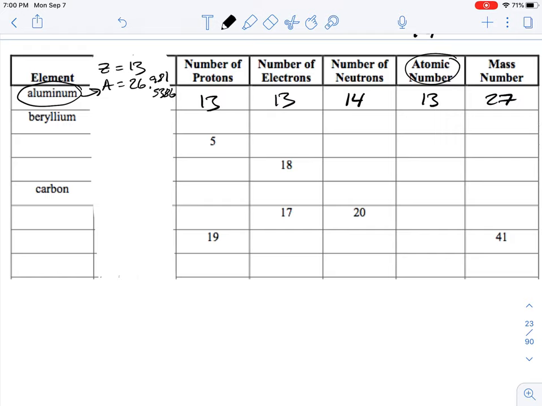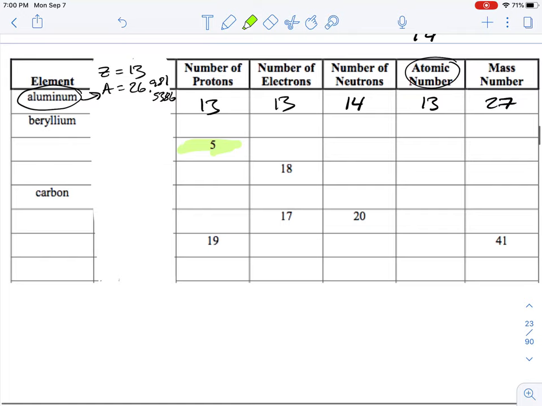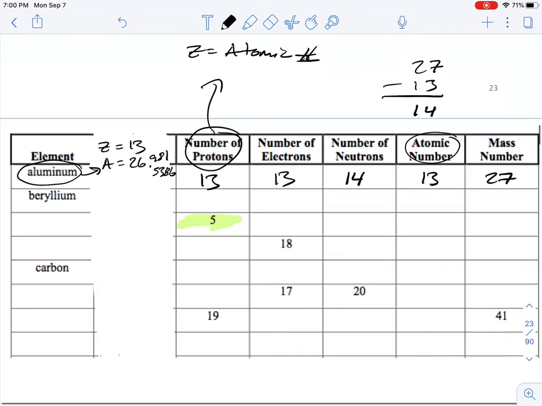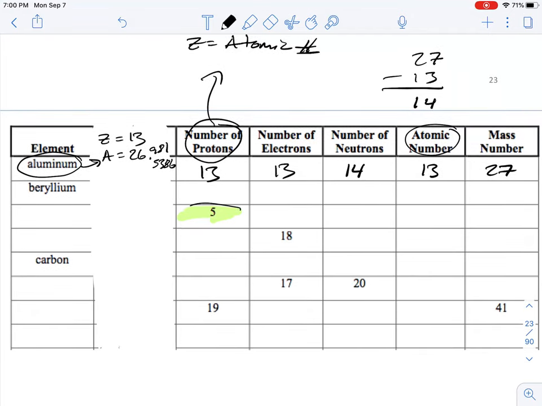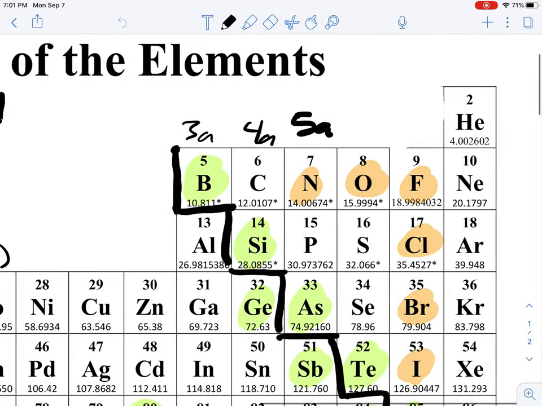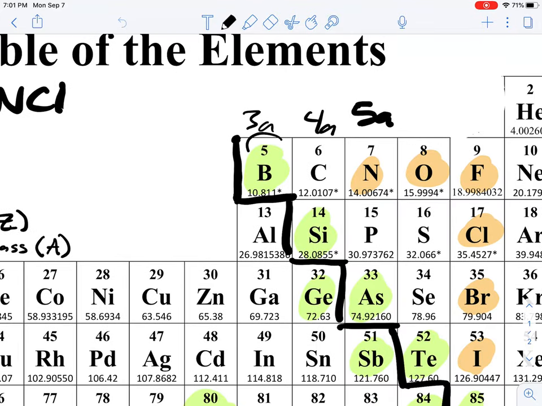So what if you were given, for example, just the number of protons, but nothing else? How can we identify what the element is and all of that stuff? And so if you guys recall, the number of protons is the same as the atomic number, or Z. And so if I have 5 protons, then all I'm going to do is look at my periodic table and look where number 5 is. And so it turns out that 5 represents boron.